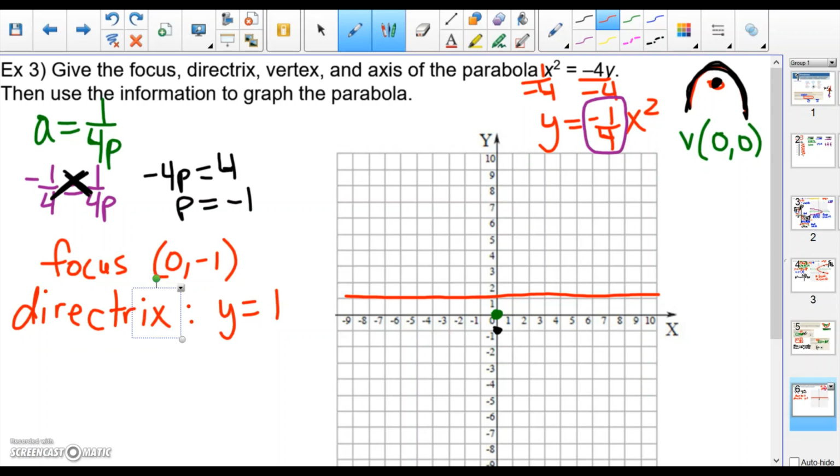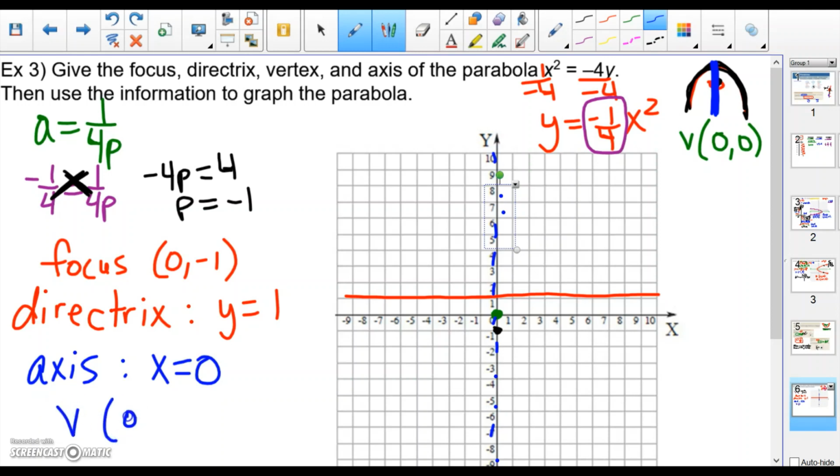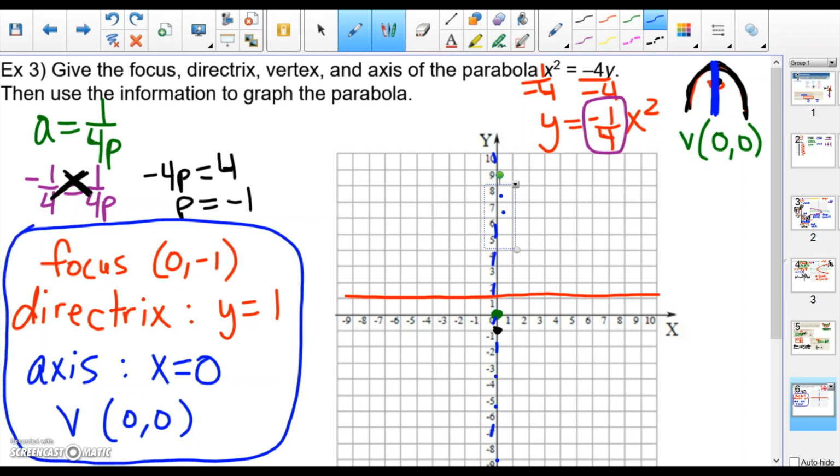So we've got pretty much everything. We've got the vertex, we've got the focus, we've got the directrix, we don't have the axis yet. The axis of symmetry, remember, the axis of symmetry is going to be that middle line. It's a dotted line right through the middle, right through the vertex. That's going to be an x equation. The axis of symmetry is going to be x equals 0. So let's go ahead and put the vertex back down here, 0, 0, just so we can have it all. This is all that information that they wanted. And then they want me to graph it. Use that information to graph the parabola.